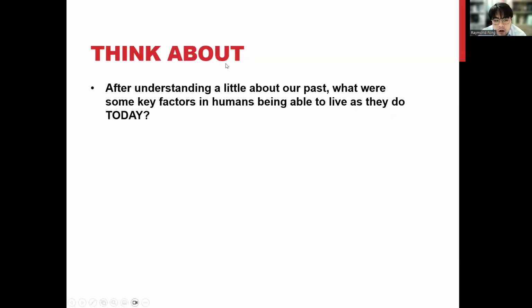All right. So, after understanding a little bit about the past, what are some key factors in humans being able to live the way they do today? As you can probably imagine, going from being essentially nomads, moving from place to place, hunting and gathering, to what we're doing today is a very different kind of lifestyle. But if you think about how long ago that was, it wasn't that long ago that we were living like that. So, after this lecture, I want you to take away some of the more important things that developed over that time that influence us to live as we do today.